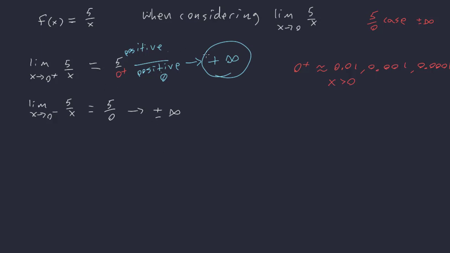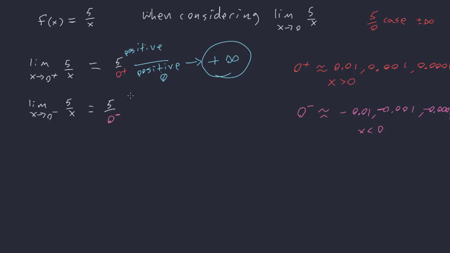Okay, so this is going to positive infinity. On the other hand, on this side, when we're talking about 0 from the left, well, that's things on the other side of it. So negative 0.01, negative 0.001, negative 0.0001, etc. Okay, so these are all x values less than 0. So I just write in 0 minus.